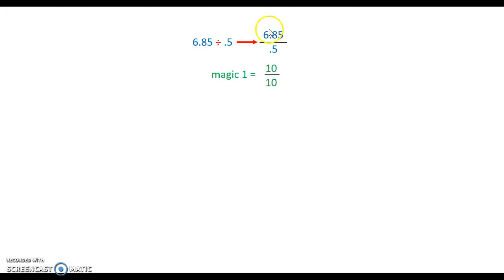So I'm going to take the original fraction, 6.85 over 0.5, and multiply it by 10 over 10, just to rewrite it a little bit, which we can do. It works. 10 over 10 is just 1, so it doesn't do anything to the problem. When you multiply straight across, 6.85 times 10 is 68.5, and 0.5 times 10 is 5, which is nice because now we have a whole number in our denominator. Just moving both decimals to the right is the same thing as multiplying by the magic 1.